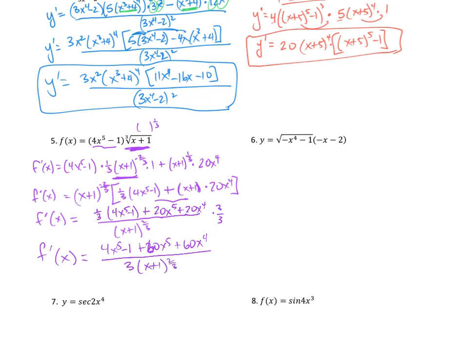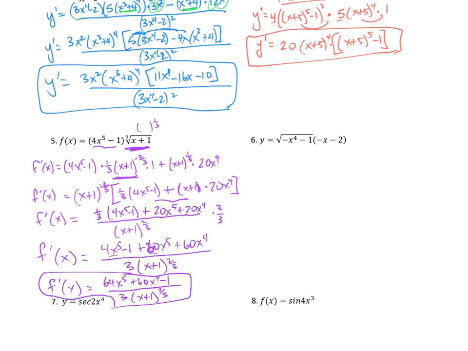You can take this a step further and combine the like terms, and you'll end up with f prime of x equaling 64x to the fifth, because here's 60x to the fifth and there's a 4. So 64x to the fifth, and then you'll have plus 60x to the fourth minus the 1, all over this 3 times x plus 1 to the 2/3. That's a crazy one to simplify, but that's how it would be done. All right, moving on to the next problem.